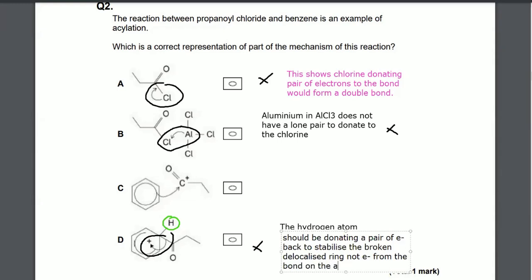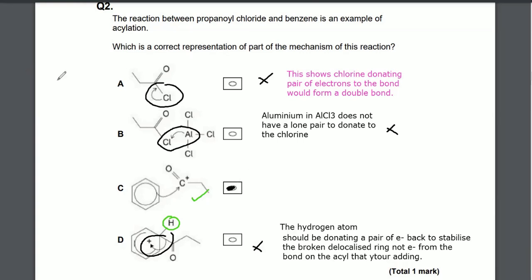And what we can see with C is a curly arrow, which represents a pair of electrons being donated to that positive carbon atom on that cation there. And that would make sense. Carbon's only got 3 bonds there. It's willing and able to form another bond. It's ready to accept a pair of electrons, and it gets that from the delocalized ring, which is temporarily broken and then reformed when the hydrogen donates the electrons back.